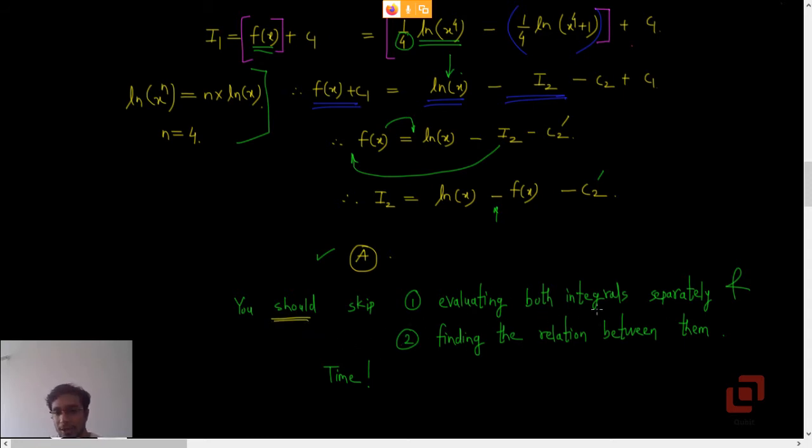So you can actually skip, and you should skip, evaluating both the integrals separately and then finding the relation between them, because of the time constraint that you have in such entrance examinations. Instead of that, we can directly find the relation between them. Now I will tell you how to find it directly without evaluating both integrals individually.